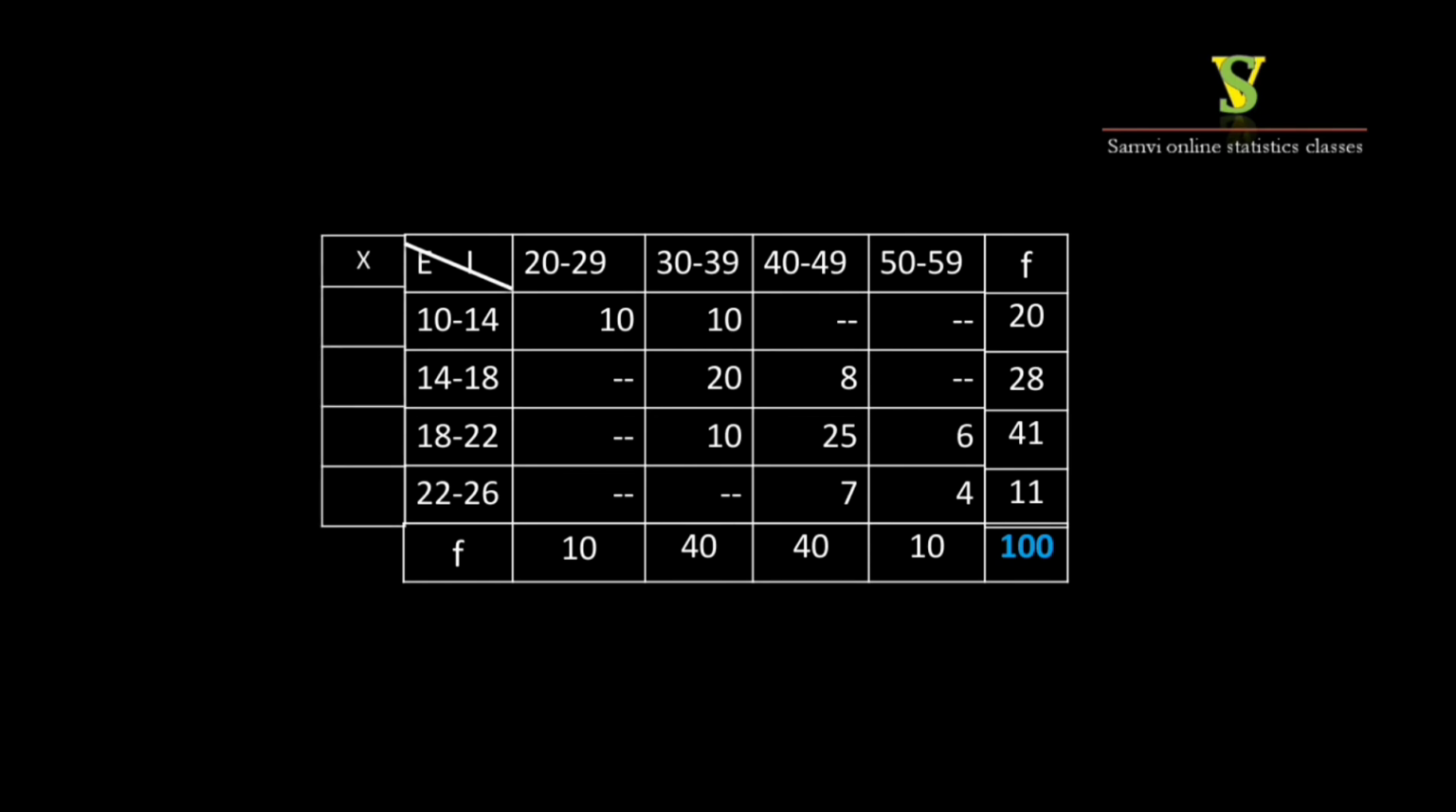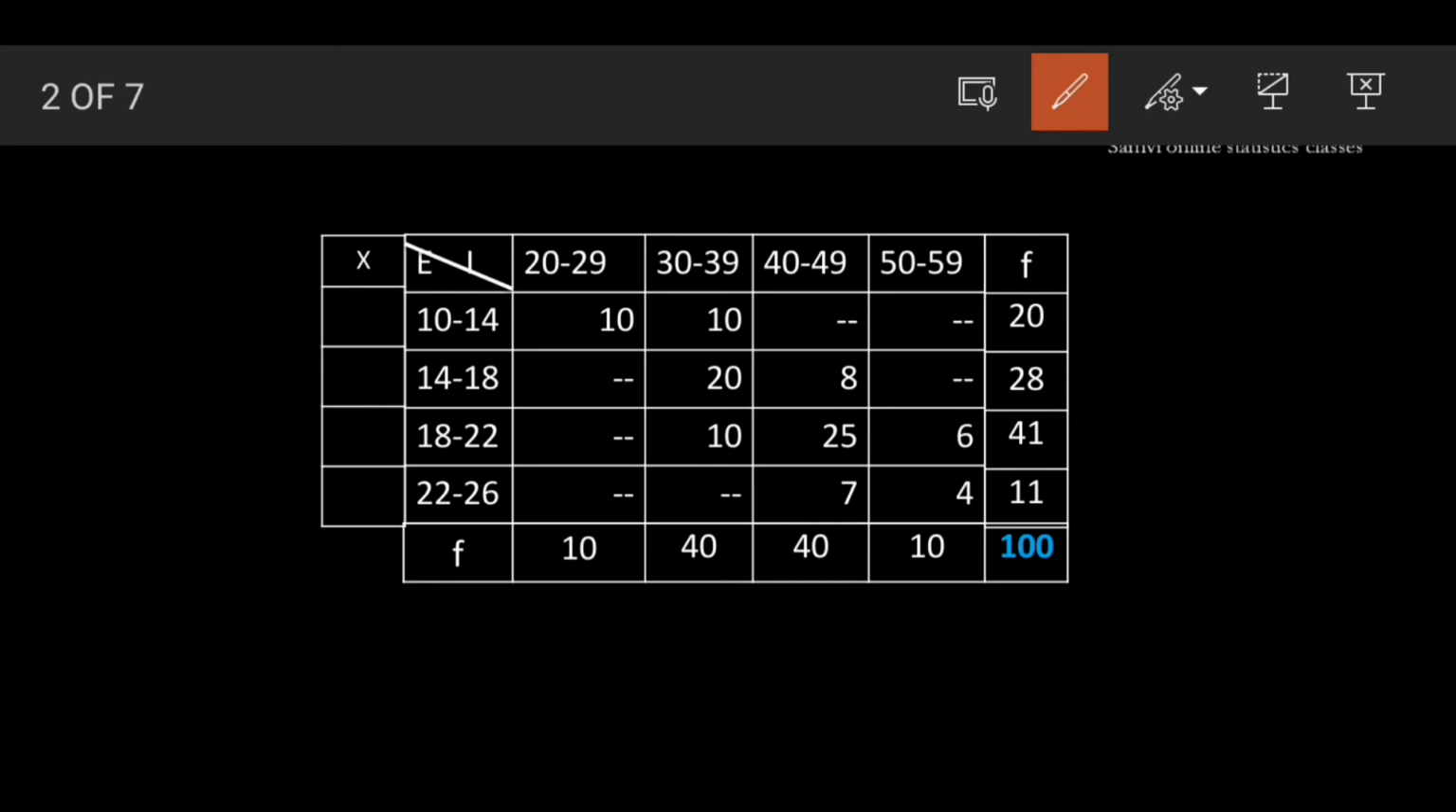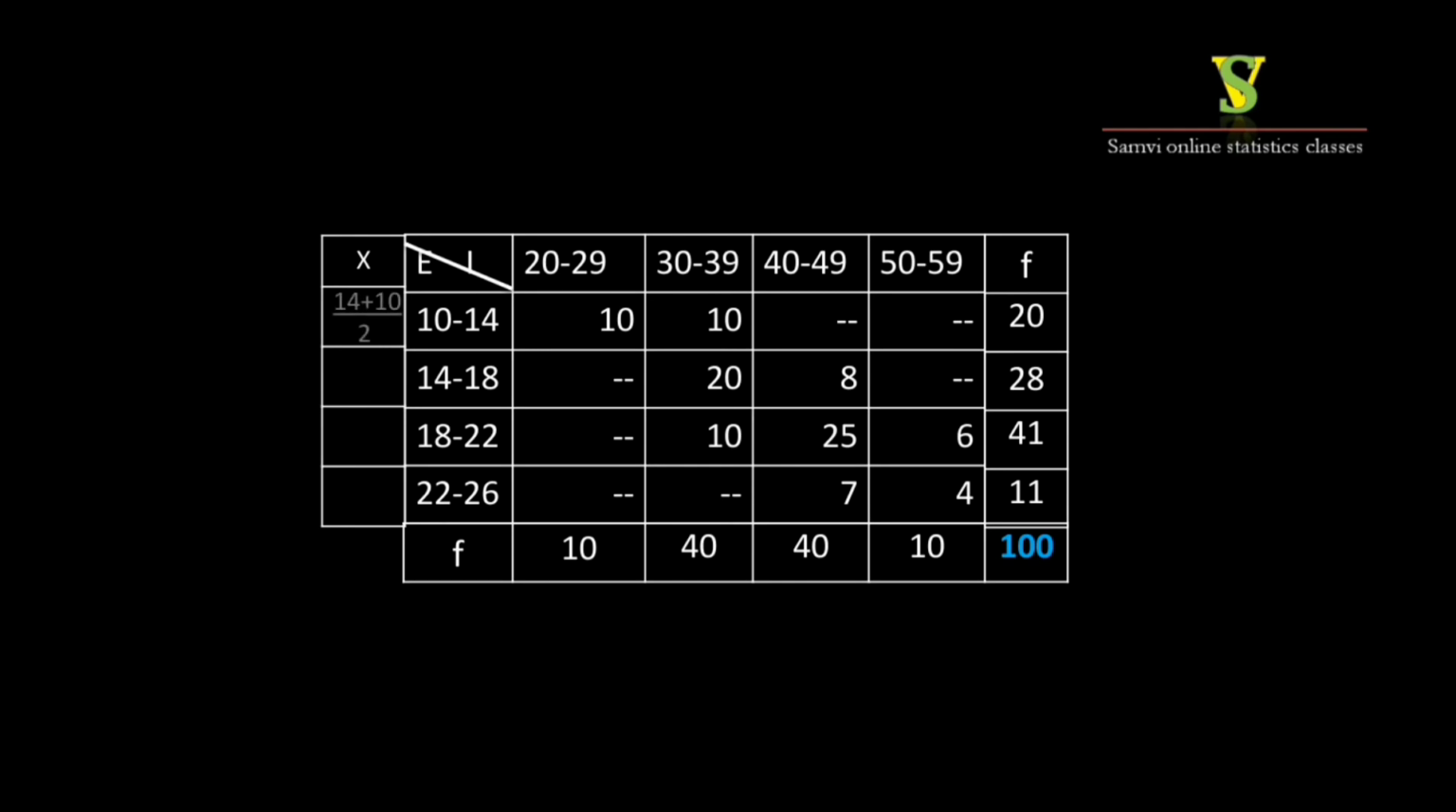So x means the mid value. I hope you all know the meaning of mid value. If you want to find the mid value, the formula is upper class limit plus lower class limit divided by 2. Getting? So here the upper class limit is 14 and the lower class limit is 10. So 14 plus 10 divided by 2 will get the mid value x. Understood? So we'll calculate one by one here. The first mid value is 12.